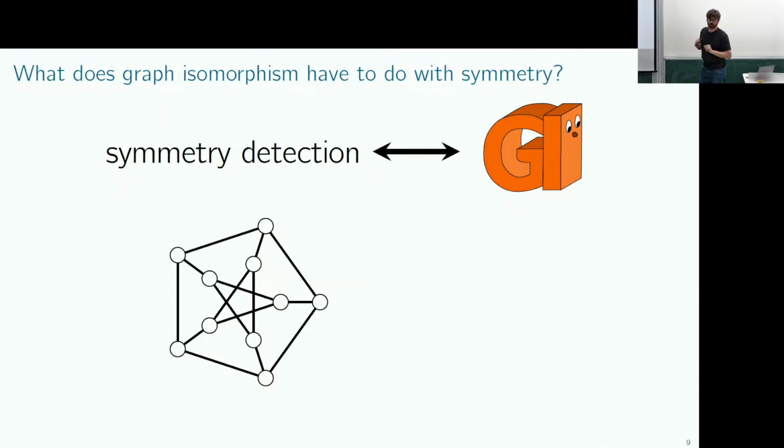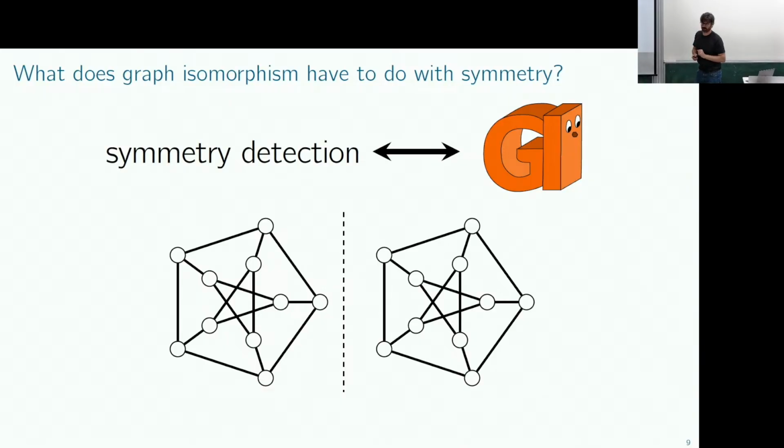And I can argue why. Let's say we have a graph, and we want to compute the symmetries of the graph. But we only have an oracle that solves the graph isomorphism problem. What we can do is create a copy of the graph, and now we can take some vertices and color them in a particular fashion.